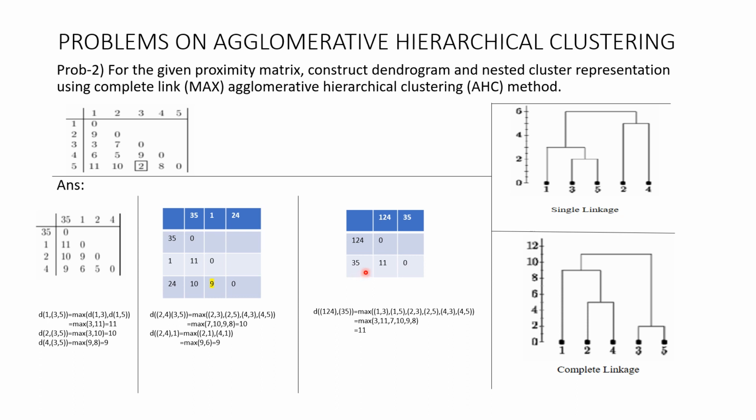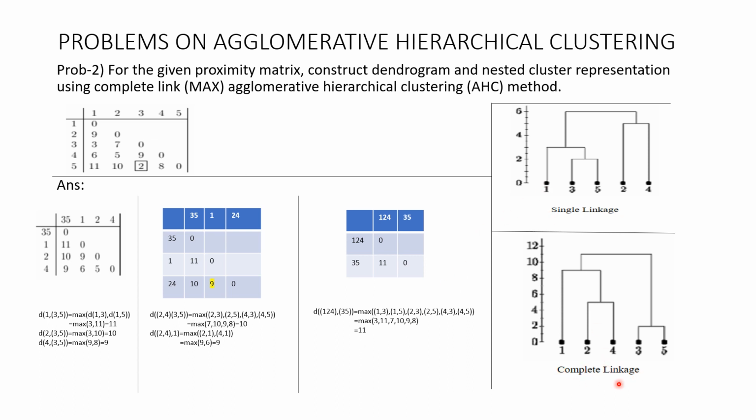Now you calculate the distance from 3, 5 to 1, 2, 4. It is one and the same either way. Here he has calculated it. It is the max of 1 to 3, 1 to 5, 2 to 3, 2 to 5, 4 to 3, or 4 to 5. So we get 11. That is substituted here. And finally, the entire set of points has been merged at a distance of 11. How do you draw the dendrogram here?